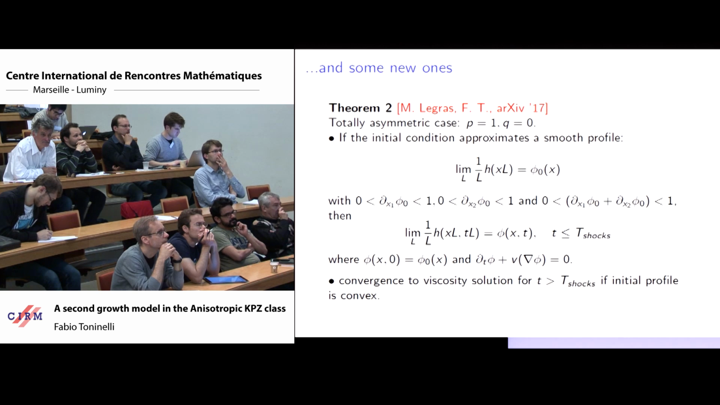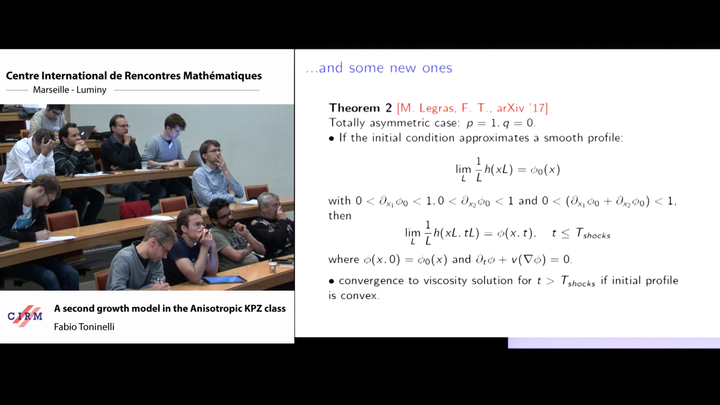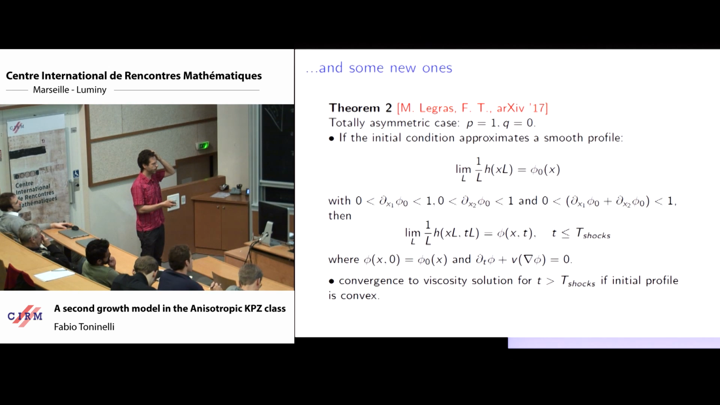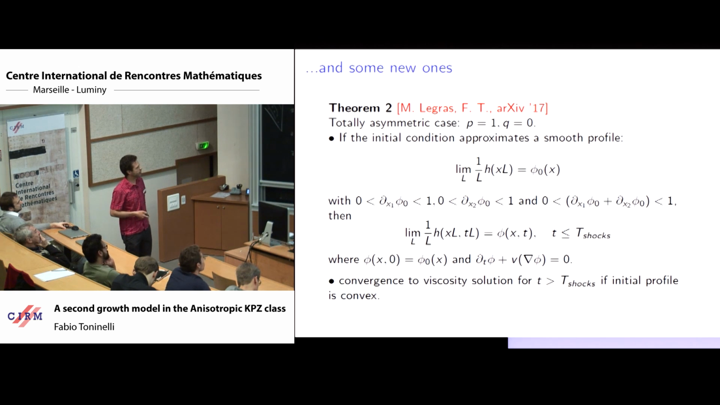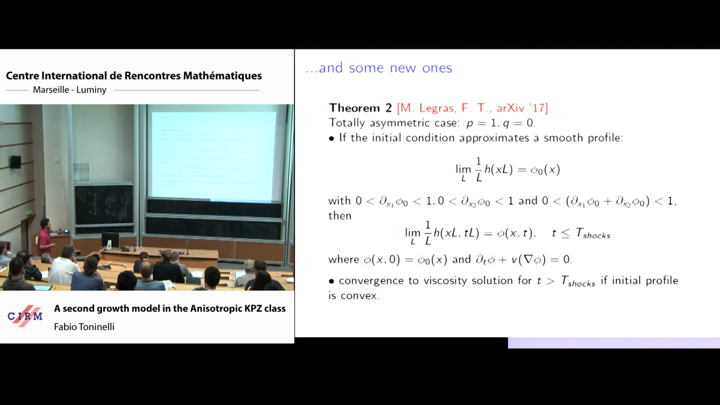In fact, this is what we can prove, at least if the initial profile is convex. So if this phi 0 has convexity in space, we can prove that even for time larger than the shock time, the same theorem holds, and then the solution is the viscosity solution. Just as a side remark, the main reason why we cannot prove this for all initial profiles is mostly of analytic type, not so much of probabilistic type. Anyway, I can say something later if you want. Okay, so this is the second theorem.